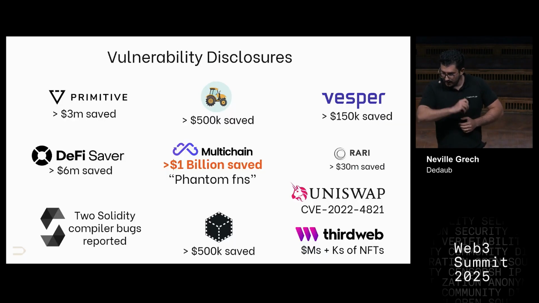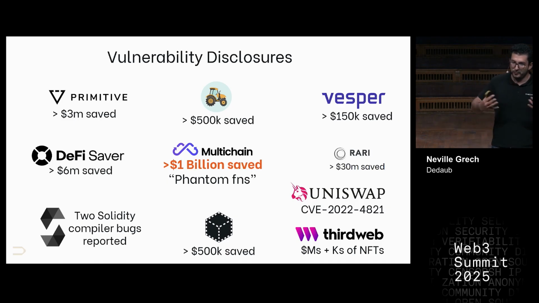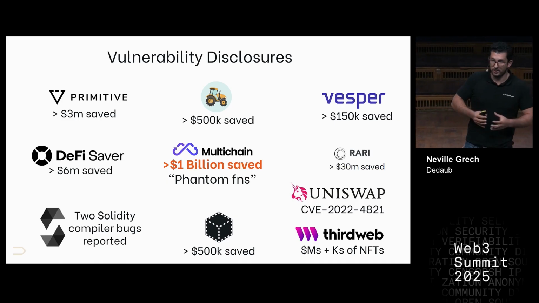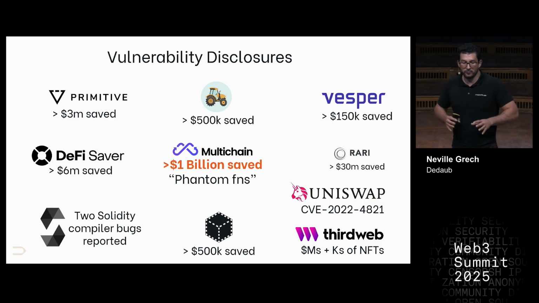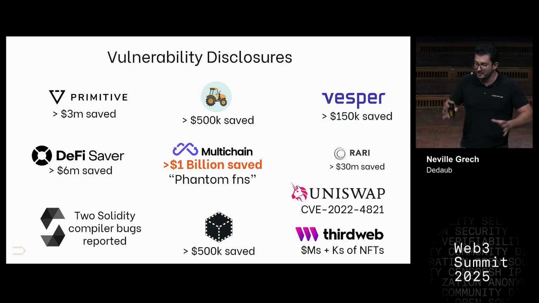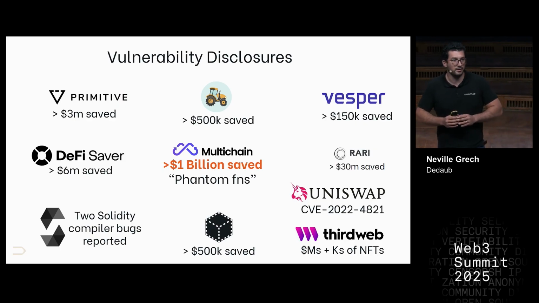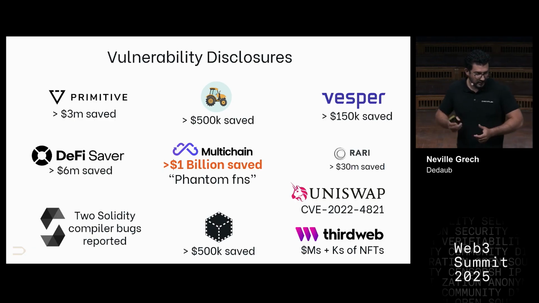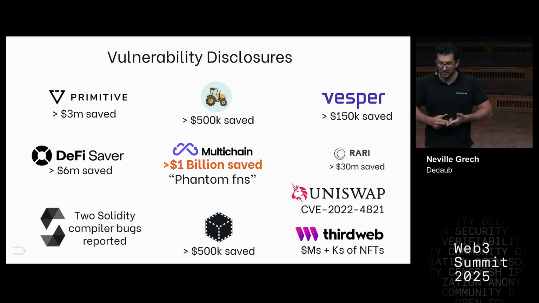Okay? So we've implemented a lot of algorithms using this approach, and we've run them 24/7 on many machines trying to find vulnerabilities in smart contracts in the wild. We found a few things. So for instance, we found the CVE in Uniswap. We found 2 Solidity compiler bugs that have since been fixed.